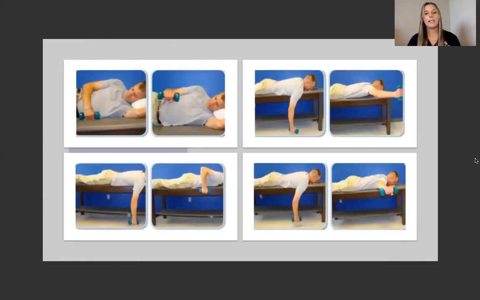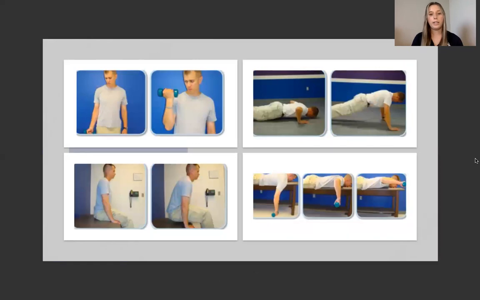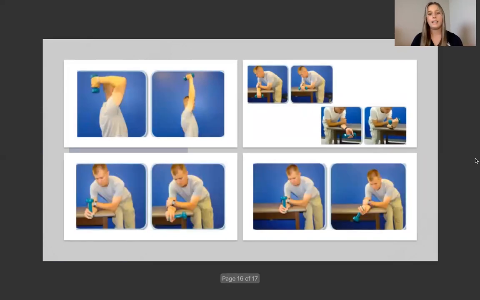This set is side lying external rotation, prone horizontal abduction, prone rowing, and prone abduction. Then we have elbow flexion, push-ups, press-ups, prone rowing into external rotation, and elbow extension, wrist extension and flexion, pronation and supination.